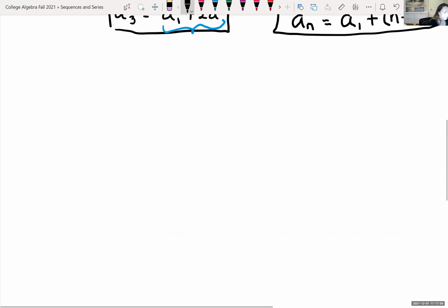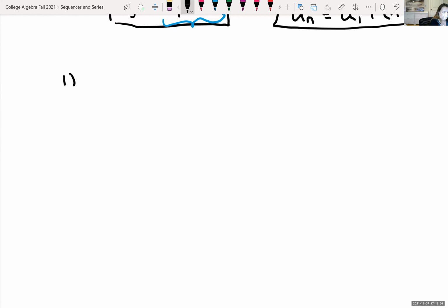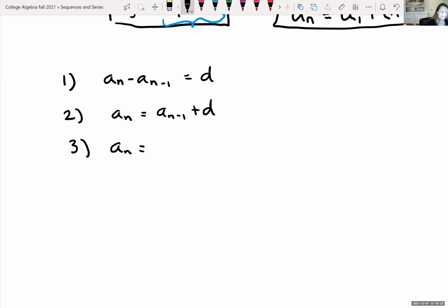Maybe I should just write them here. So by definition, again, the term minus the term right before is equal to d. We said that a sub n is the same thing as the term right before plus d. And we just found another way to write this: take the first term plus n minus 1 times d.